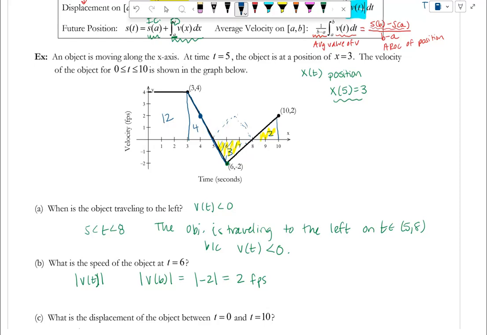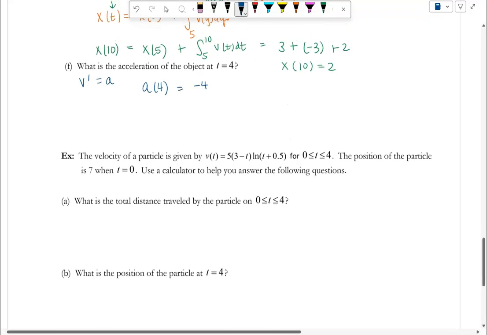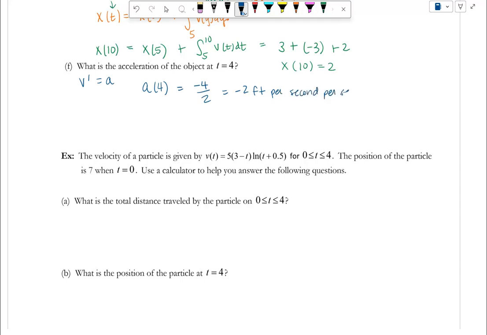We know derivative is the slope of our function or the slope of its tangent line, but when our piece is linear, our derivative is just our slope. So if I find my slope, I'm going to use this point and this point. Actually, I could use this point and my point on the x-axis. I'm going to go down 4, right 2. So my slope is just -4 over 2, which is just negative 2. So negative 2 feet per second per second. And you could say negative 2 feet per second squared.